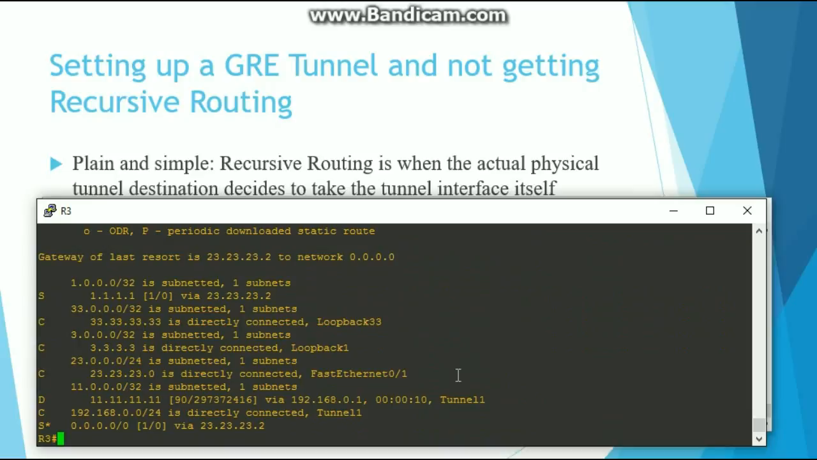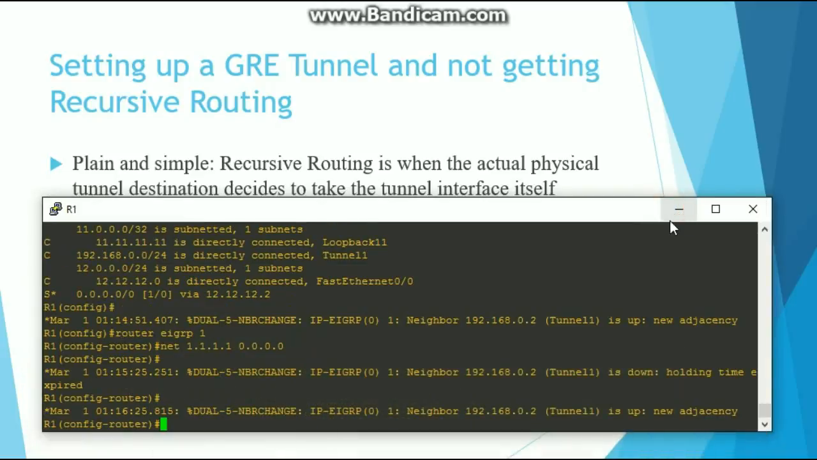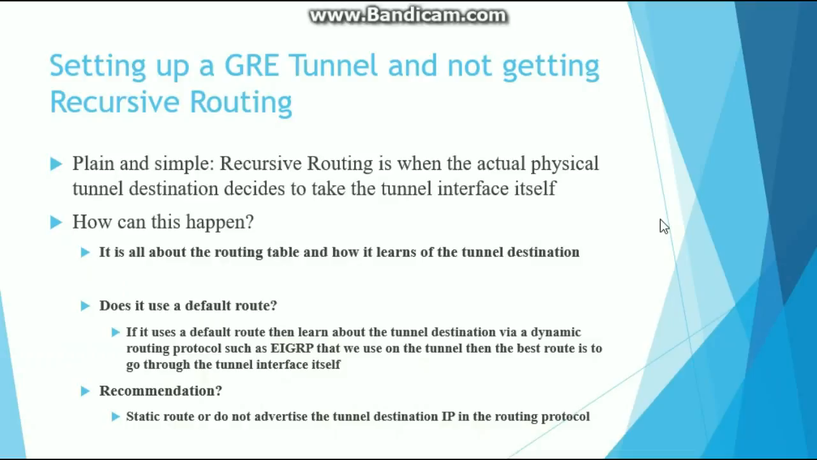Now, what we can do actually, you would have to keep the static route below the dynamic routing protocol's administrative distance. So that's it. I hope this gave you a better understanding about recursive routing and GRE tunnels.